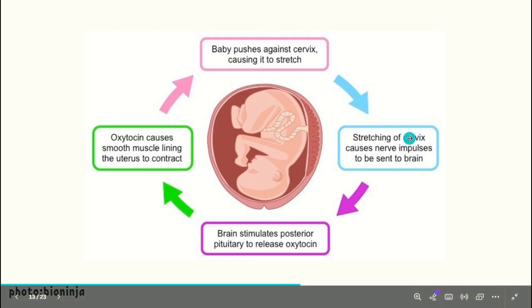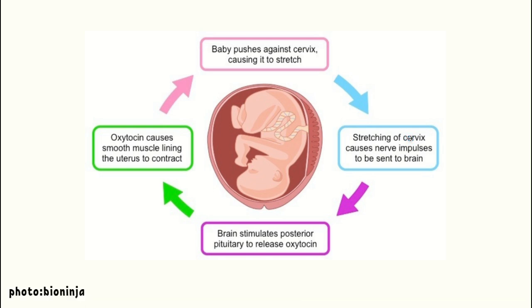Okay, so this is just the birth process again. So basically, the baby pushes against the cervix, causing it to stretch. Stretching of the cervix causes nerve impulses to be sent to the brain. The brain stimulates the posterior pituitary to release oxytocin, and then oxytocin causes the smooth muscle lining of the uterus to contract. So everything is a process. So when the contractions start, bam, bam, bam, that is when you know the baby will come out.